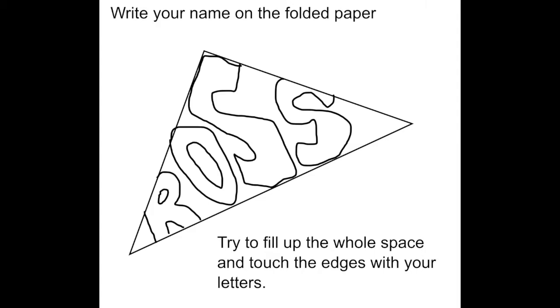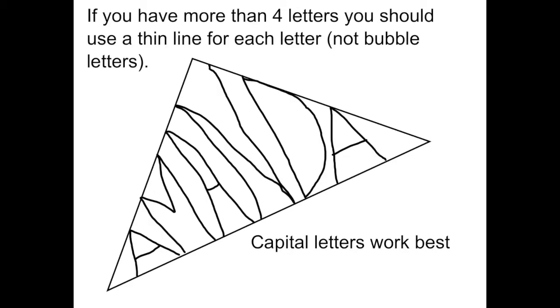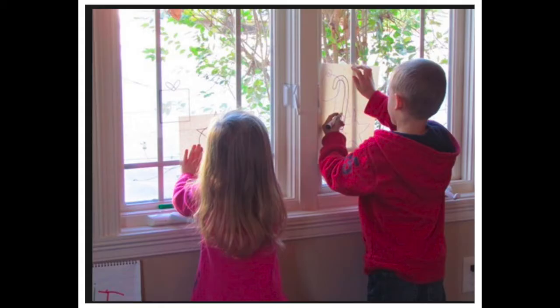With a pencil, you're going to write your name on the folded paper. Try to fill up the whole space and touch the edges with your letters. I made mine with bubble letters because I only have 4 letters in my name. If you have more than 4 letters, you should use a thin line for each one of your letters, not bubble letters. Capital letters work the best, so try to draw capital letters going from the top to the bottom of your triangle. You're going to use a window or a sliding glass door as a light box, so you can hold your paper up to the glass and let the light shine through and help you to trace.